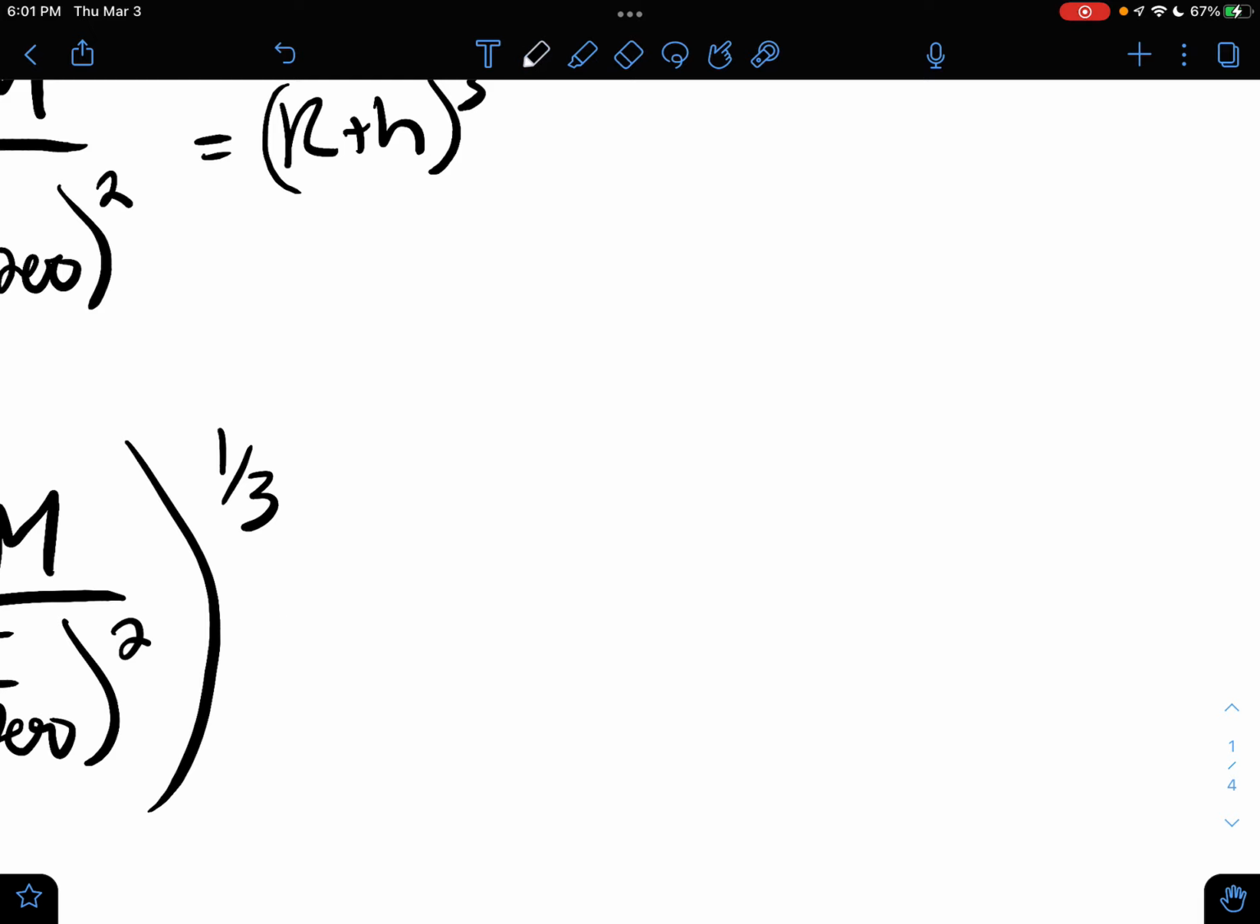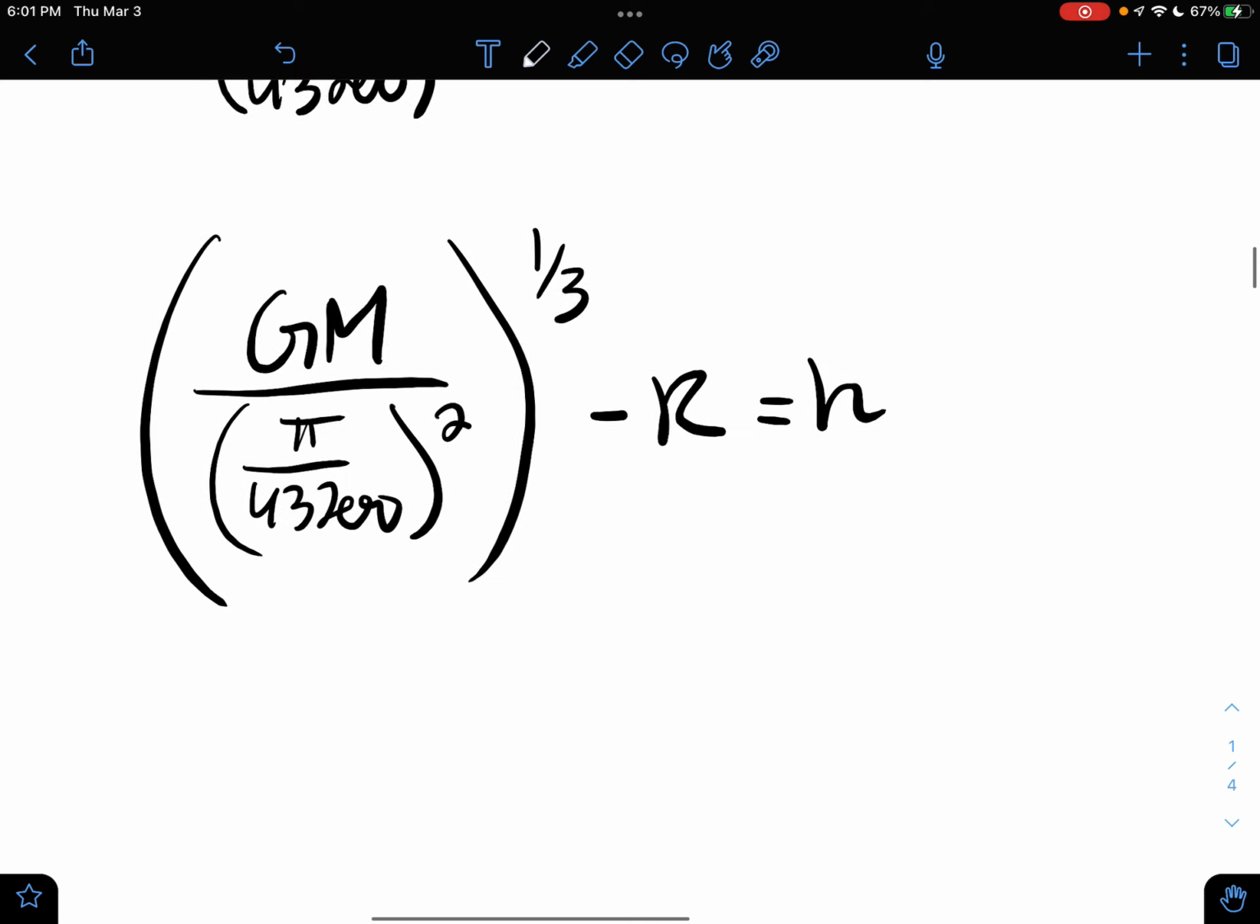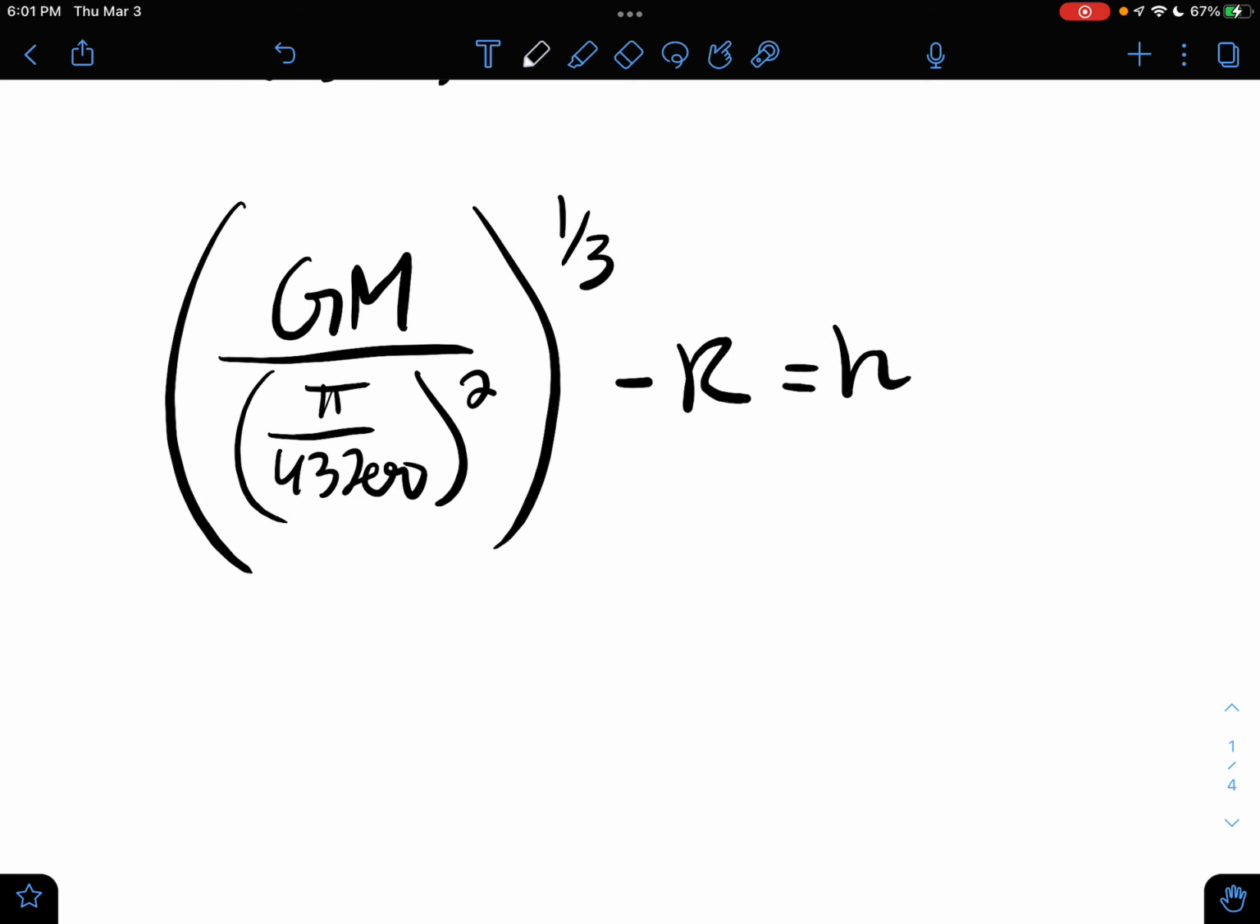Now, since we're solving for h, we're just going to subtract r from both sides. I'm not going to rewrite it again. I'm just going to subtract r from both sides, and that's going to equal h. So now we have everything.